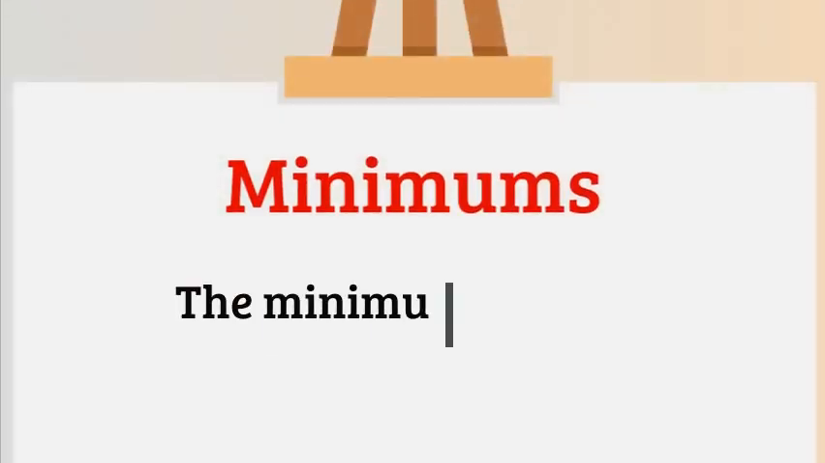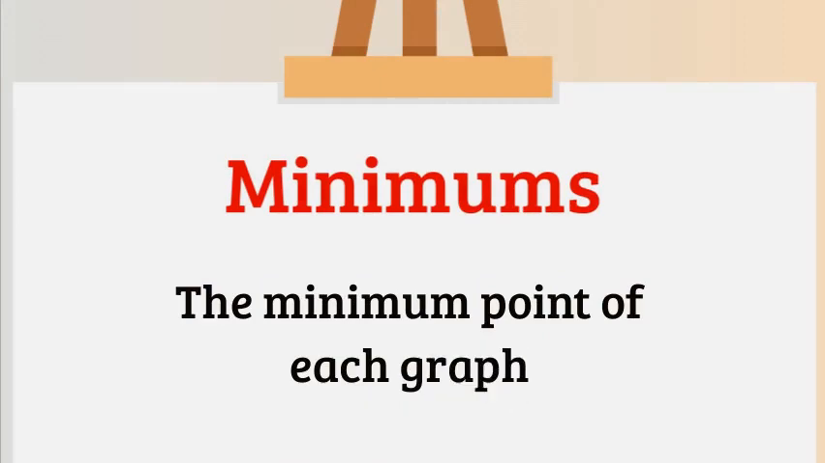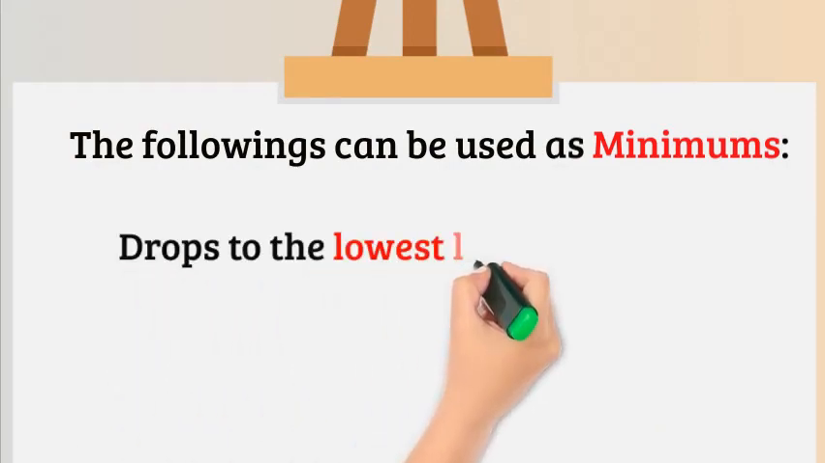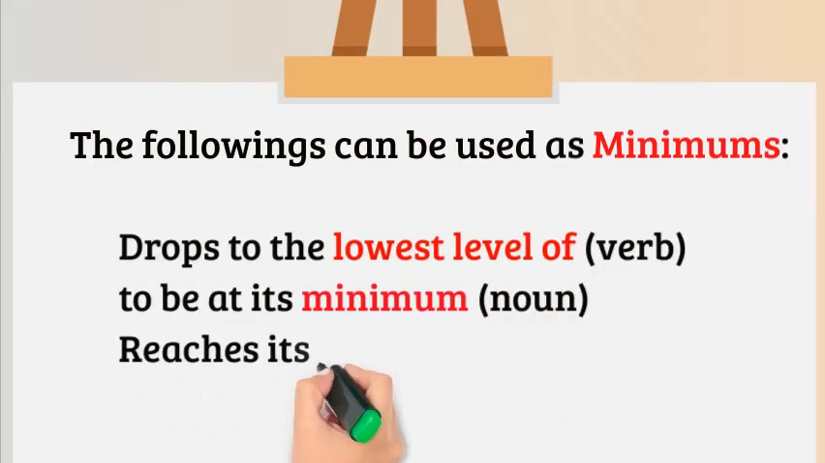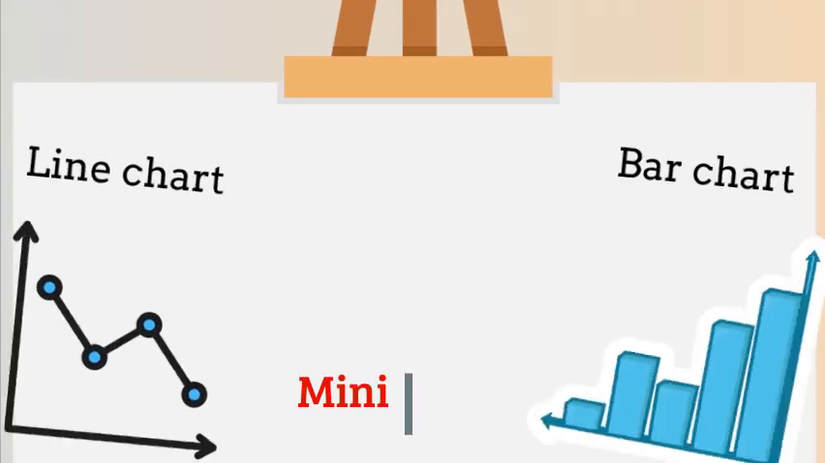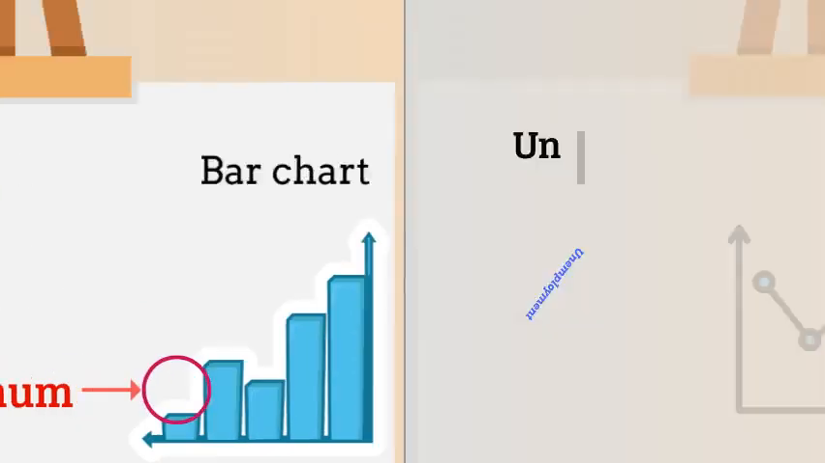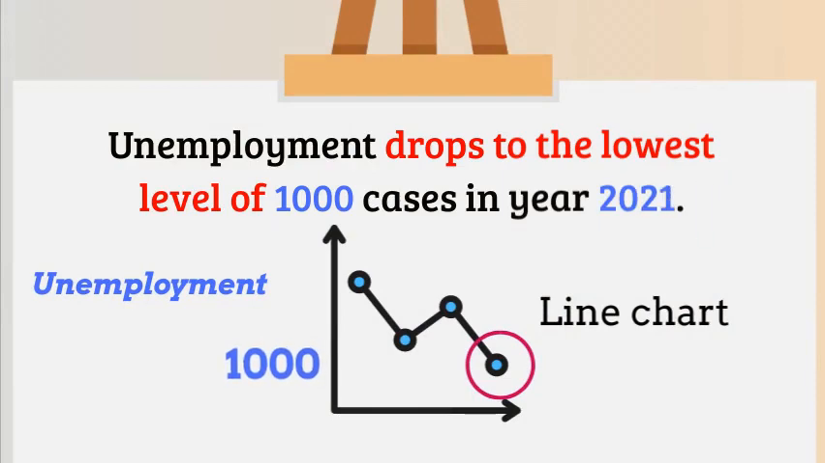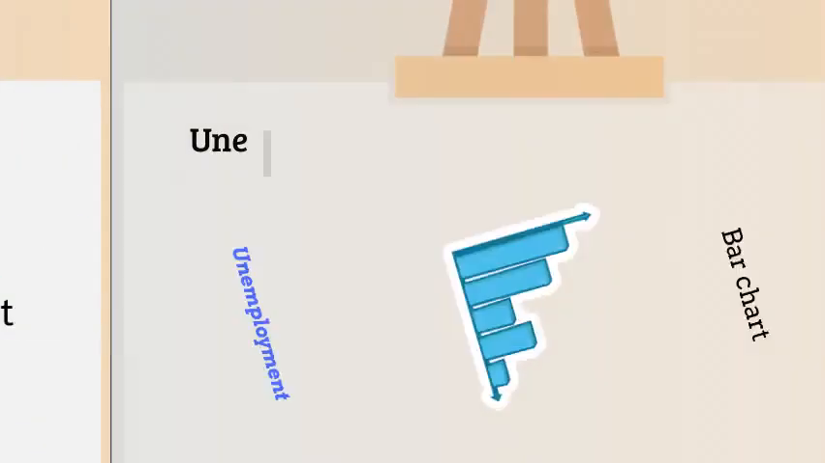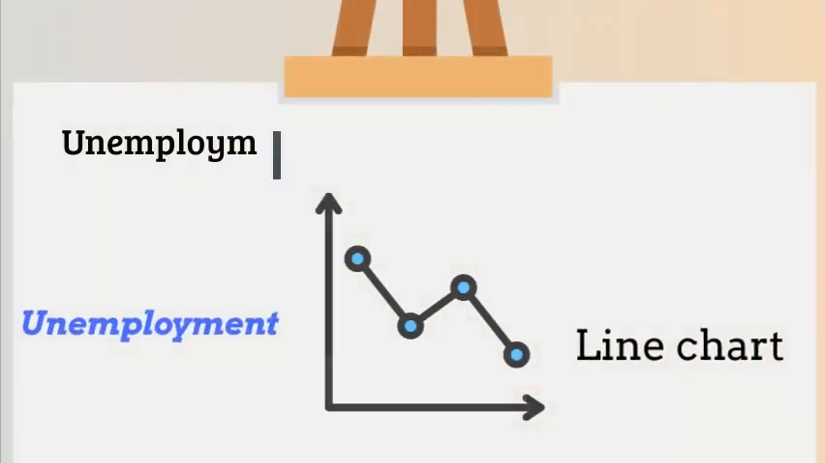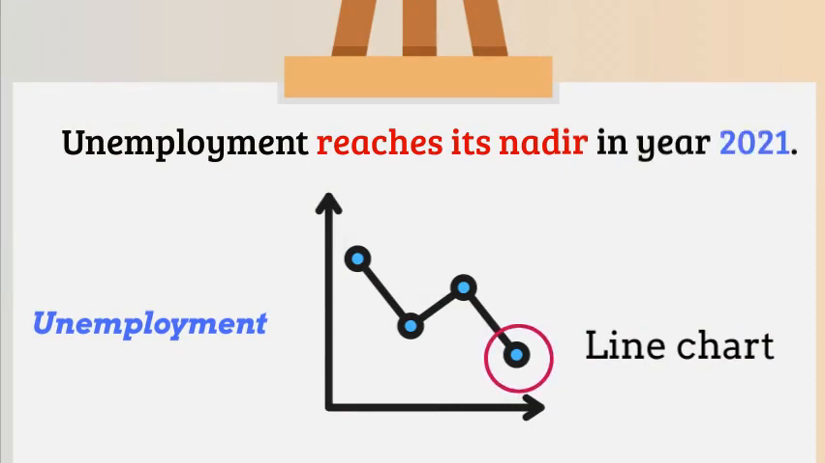Minimums. The minimum point of each graph. The followings can be used as minimals: drops to the lowest level of, to be at its minimum, reaches its nadir. Minimum. Unemployment drops to the lowest level of 1,000 cases in year 2021. Unemployment is at its minimum in year 2021. Unemployment reaches its nadir in year 2021.